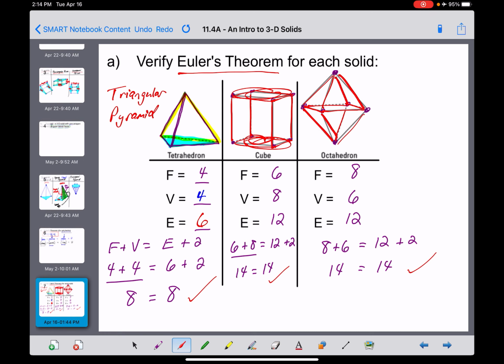Guys, that was all I wanted to give you in 11.4a, just kind of an introduction to the vocabulary of 3-dimensional solids, and then we'll come back with our next video on 11.4b and talk about how to use that to actually find the surface area of some of these polyhedra.